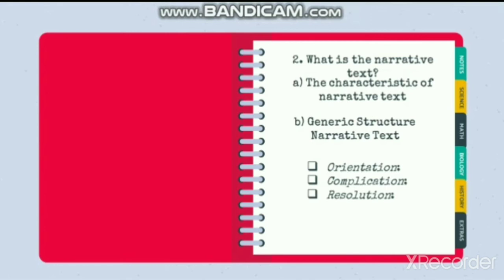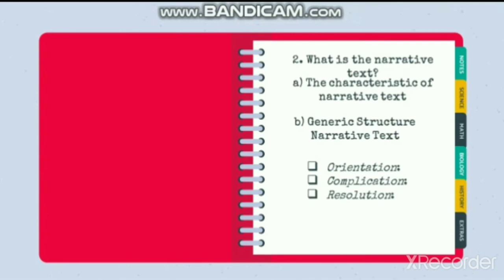Complication, orientation, and resolution. Orientation. Have you ever read a novel or short stories, guys? If so, you should understand that usually at the beginning of a novel or short story, it often starts with an introduction to the character and the setting of place and time.